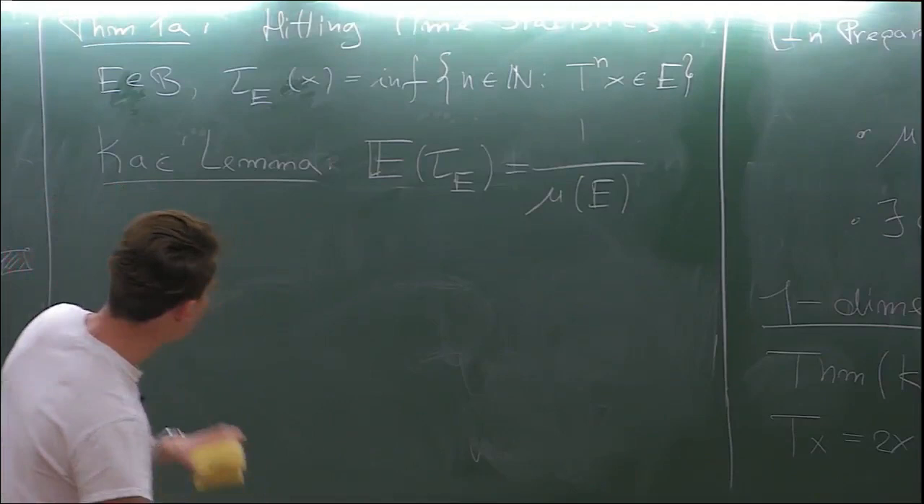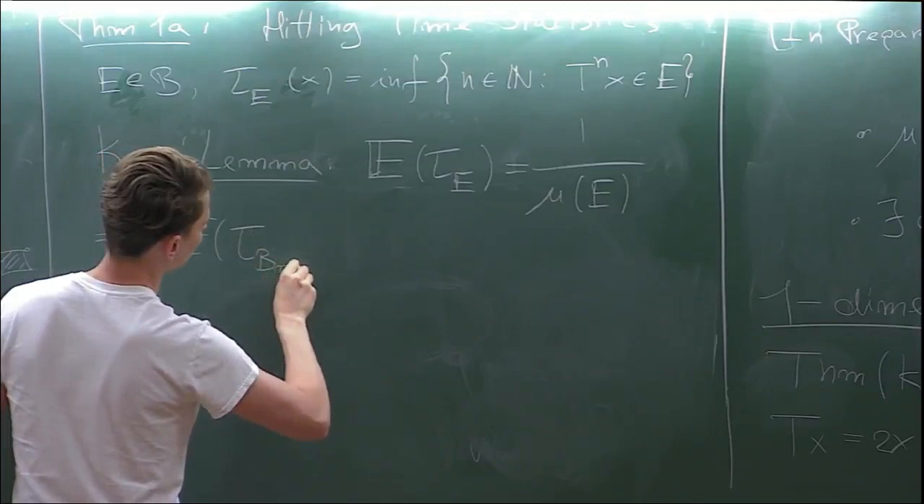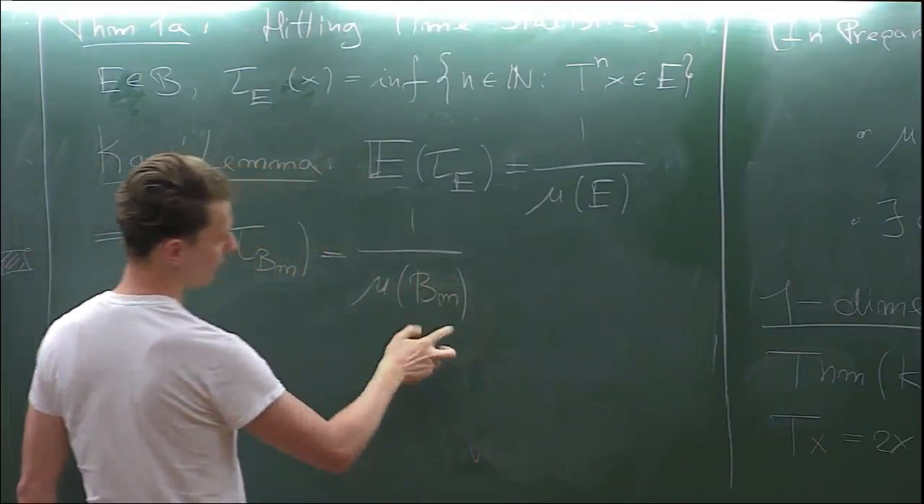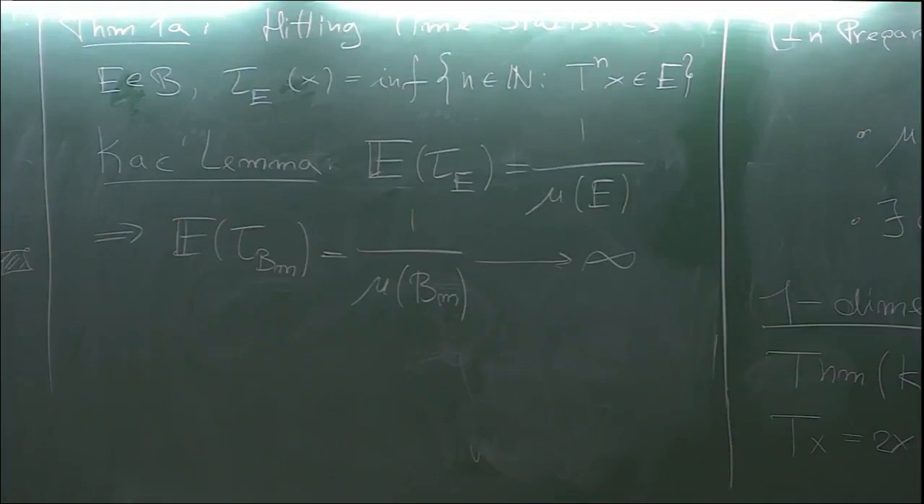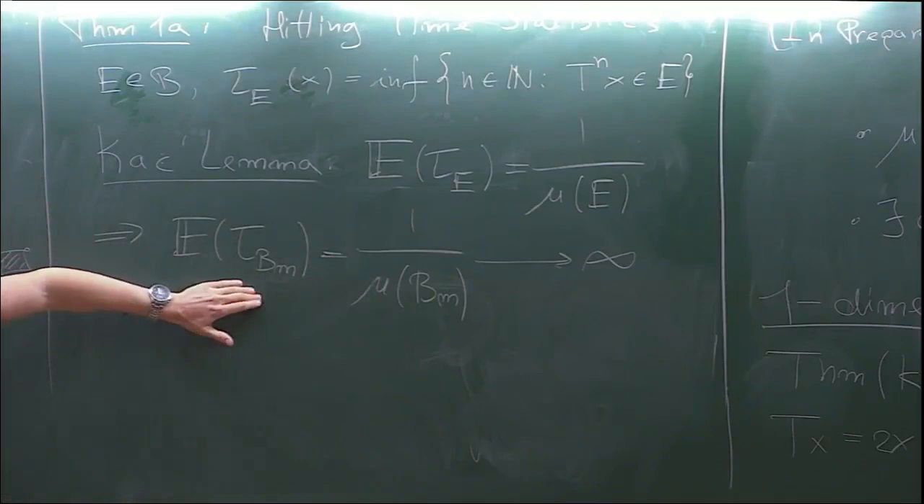Now if we think of this in the shrinking target setting, it's clear that the expected value of the first hitting time to B_m is equal to 1 over mu of B_m, which goes to infinity. So now you can ask the question, how does this go to infinity in the distributional sense? So this is sort of the expected value, right? This is how we expect it to go to infinity.